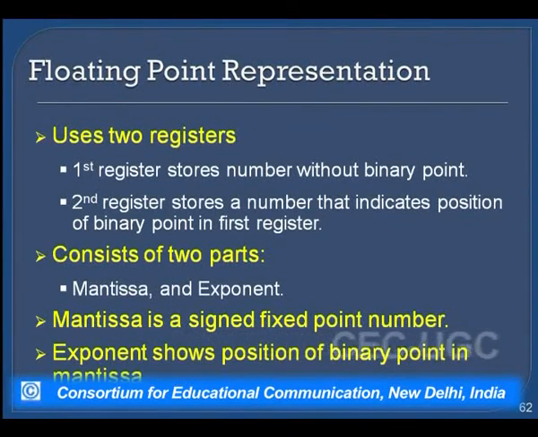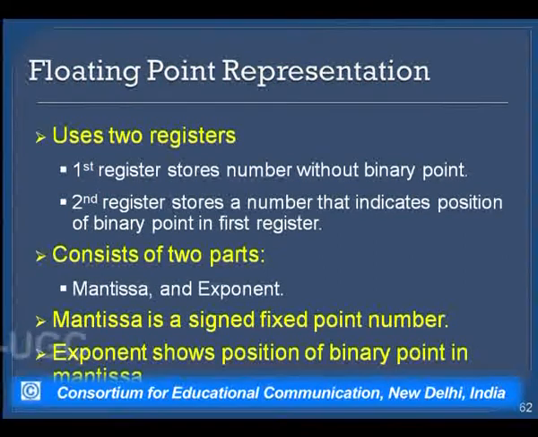So, because of this the number is divided into two parts, the mantissa and the exponent. Mantissa is the signed fixed point number and exponent is the position of the binary point. So, if we represent this number, plus 110,011.11, this has an 8-bit mantissa and 6-bit exponent.